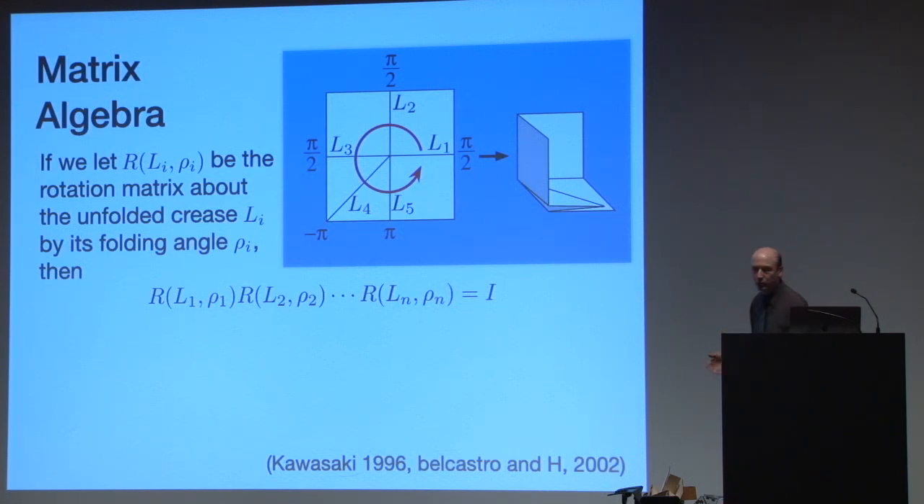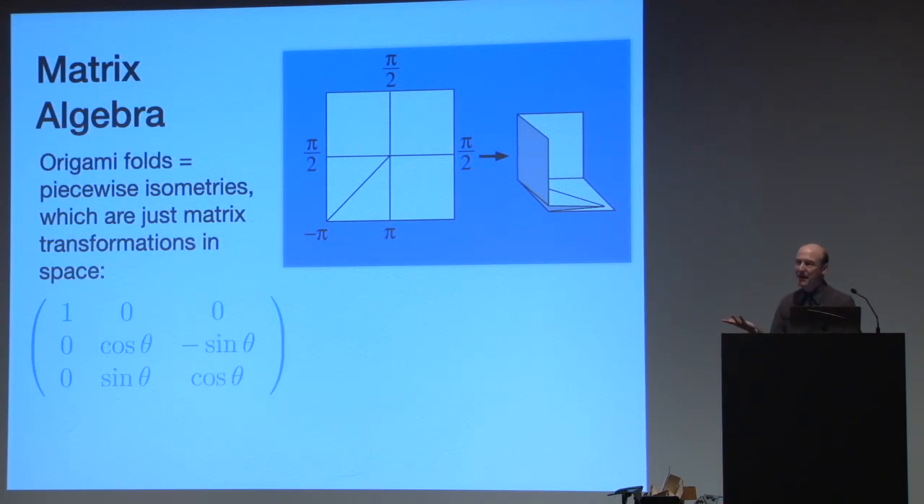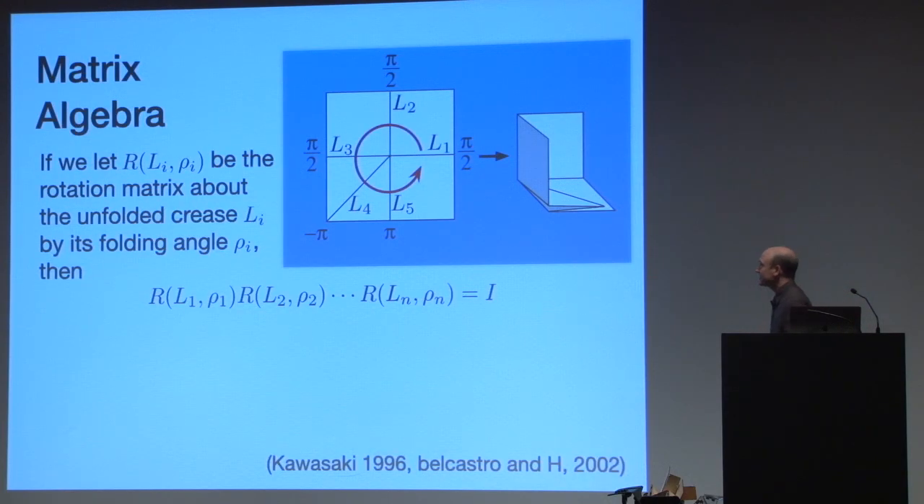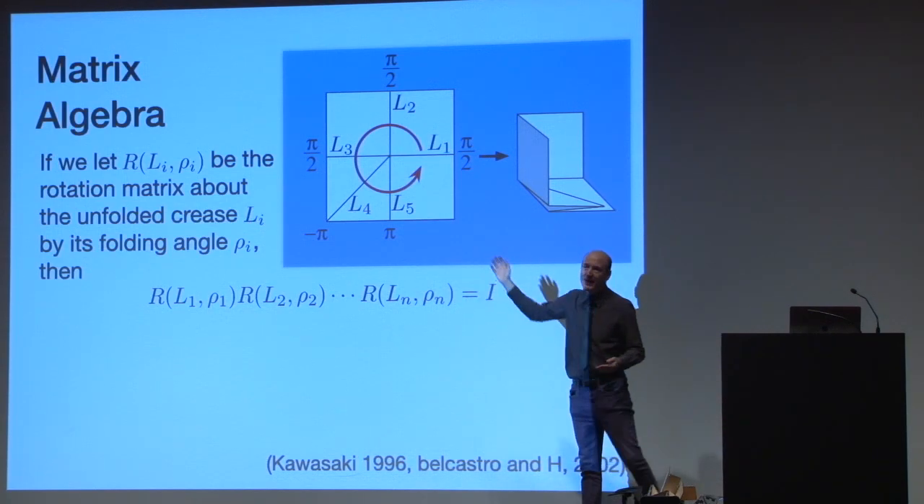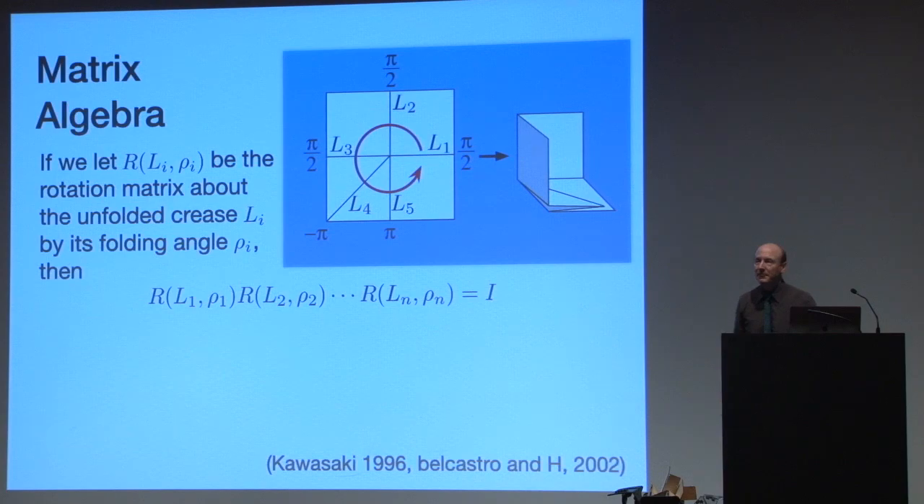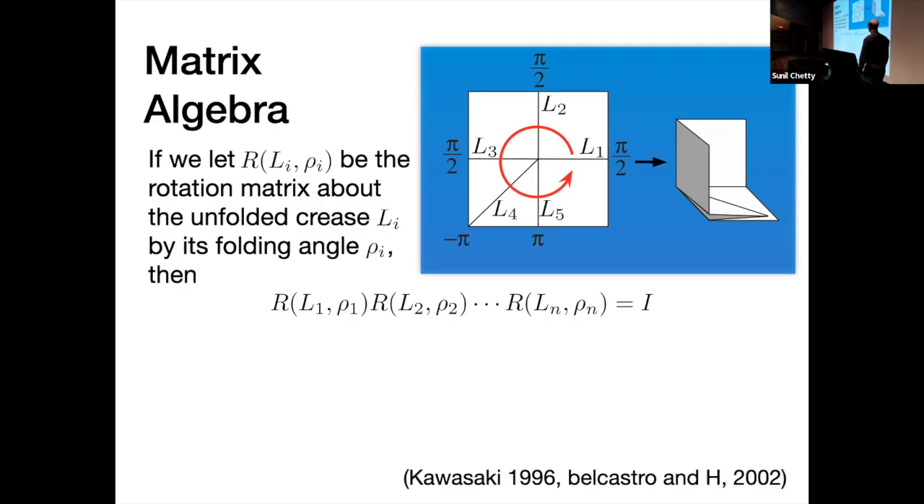So that's just one matrix like this, but it might be more complicated because I'm not necessarily rotating just about the x-axis. I'm rotating about the y-axis, or this L4 diagonal axis, or something like that. But if I want the paper to not rip, then what I want to do is take all of those rotation matrices and multiply them together, and I should get the identity.